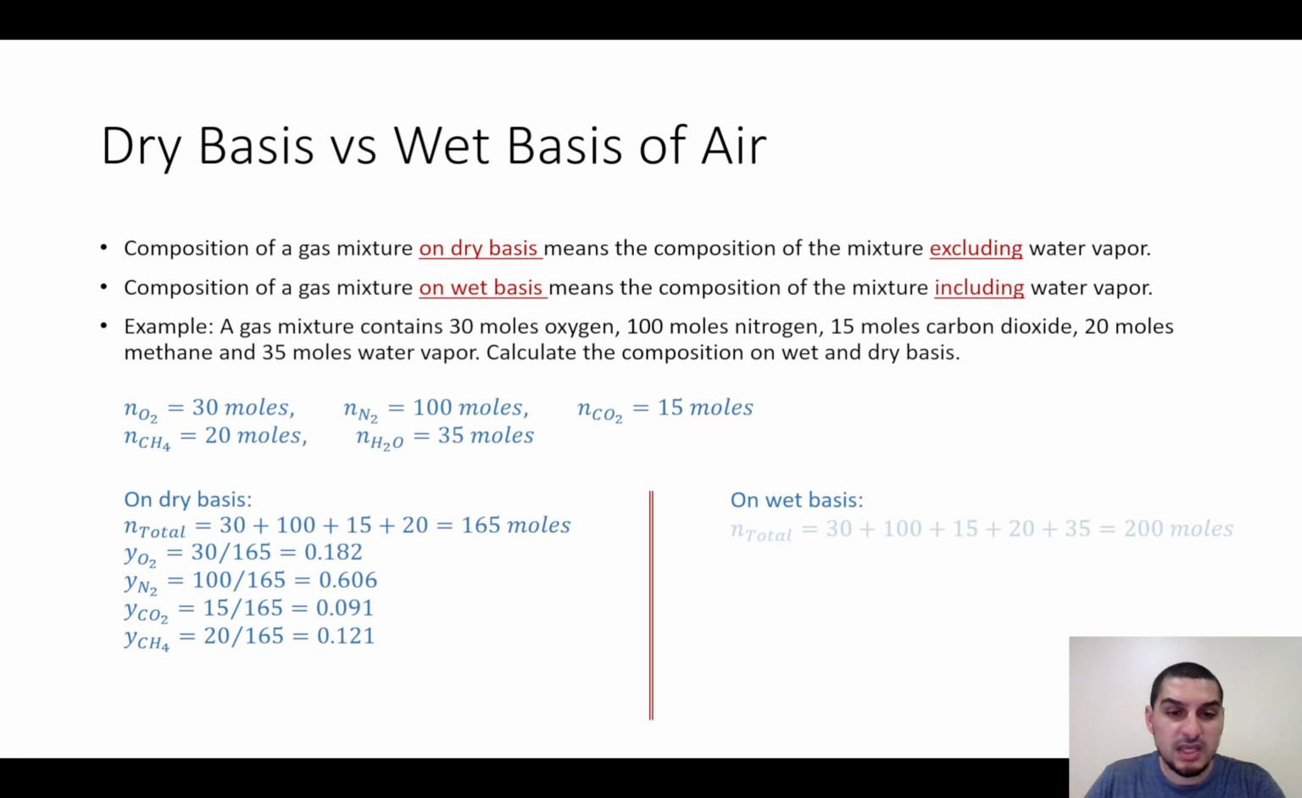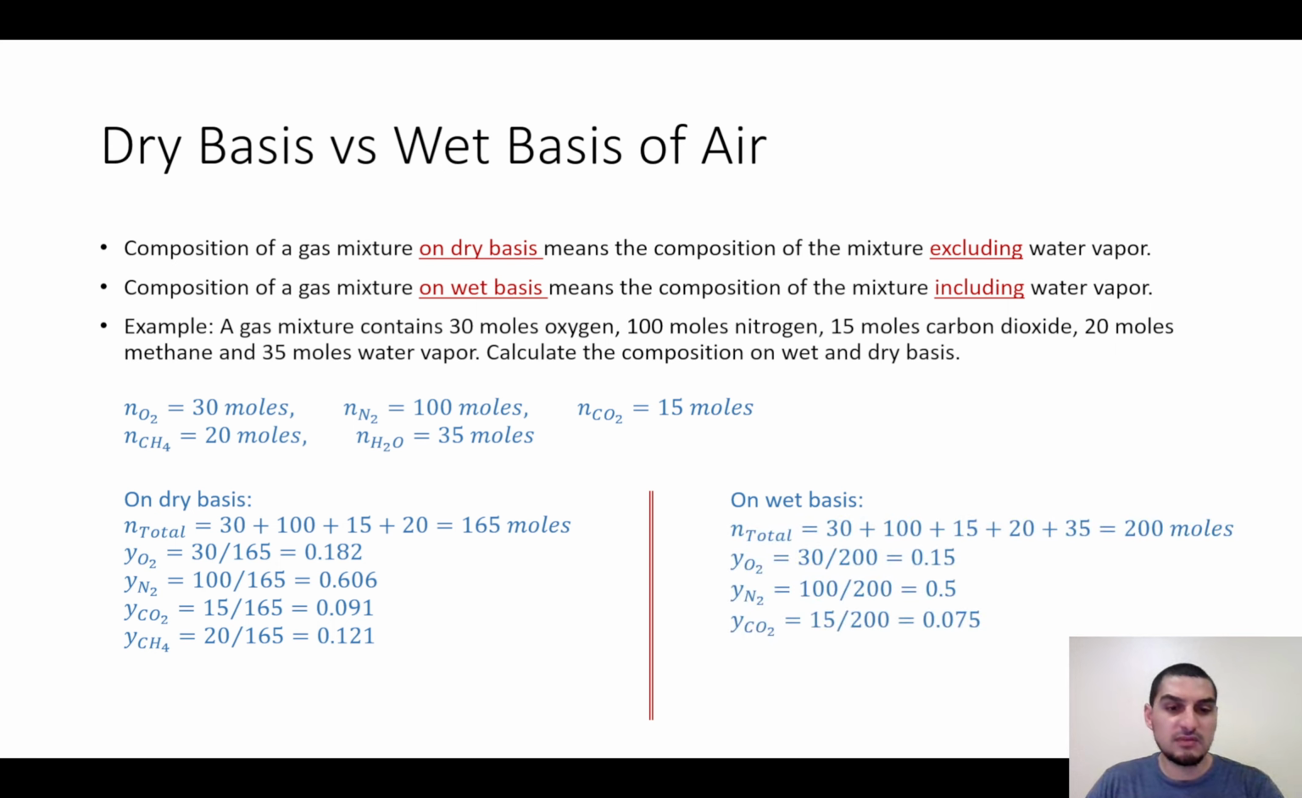So on wet bases we can do the same, and we can include water as the number of moles of water, and then we can calculate the mole fraction as number of moles divided by the total number of moles for all of them. So it's as simple as this. It's nothing that we need to spend time discussing.